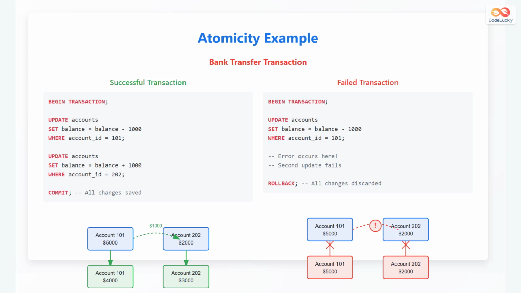Before the transaction, account 101 has $5,000 and account 202 has $2,000. After the transaction, account 101 has $4,000 and account 202 has $3,000.